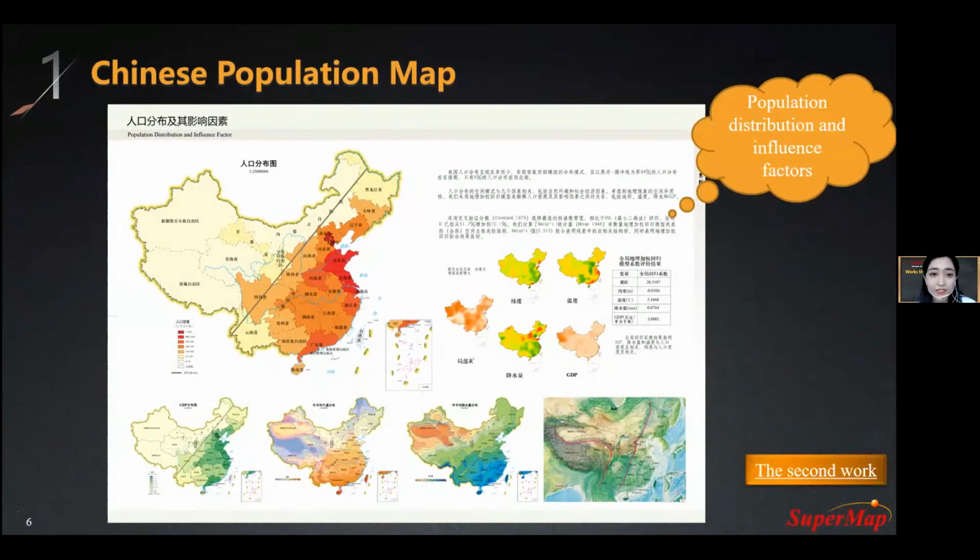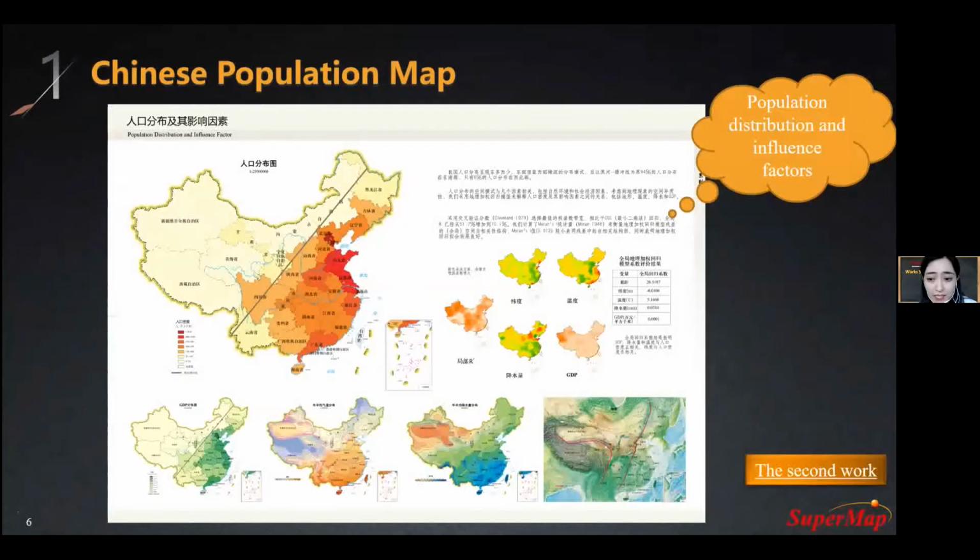Okay, this is the first map of this work. And this is the population distribution and influence factors. This map explores 3 factors, including the natural environment and social and economic factors that affect the country's population distribution through the GWR analysis, which is the geographic weighted regression analysis.